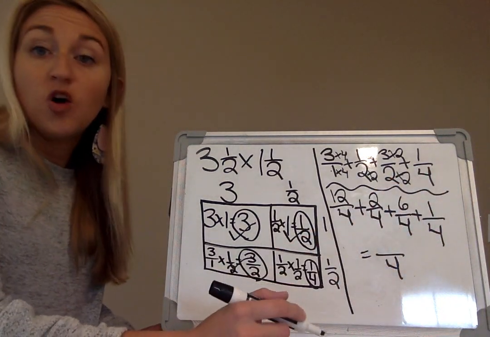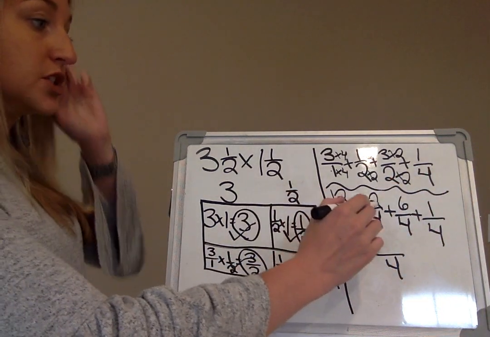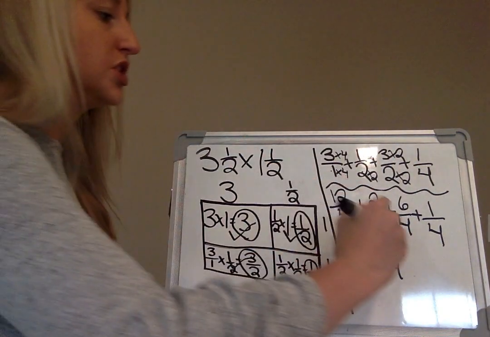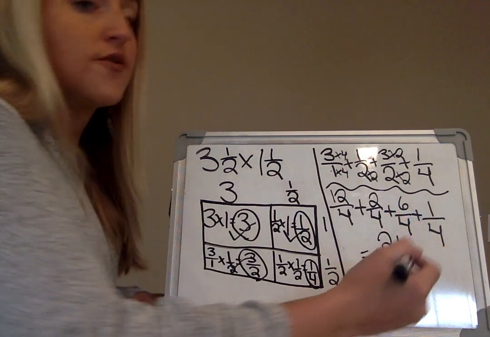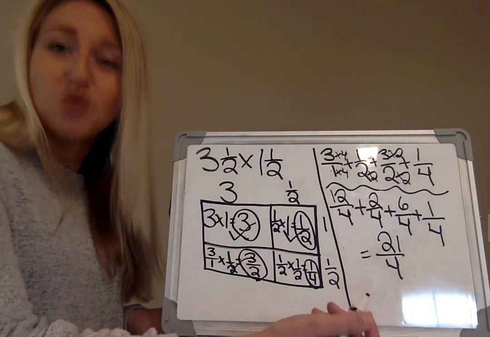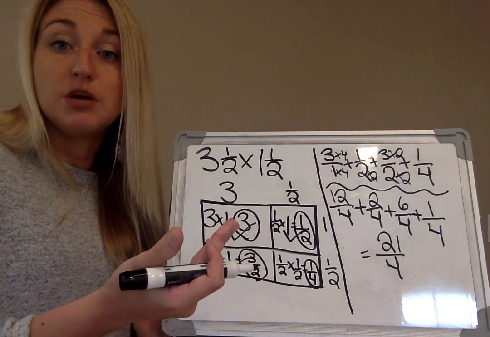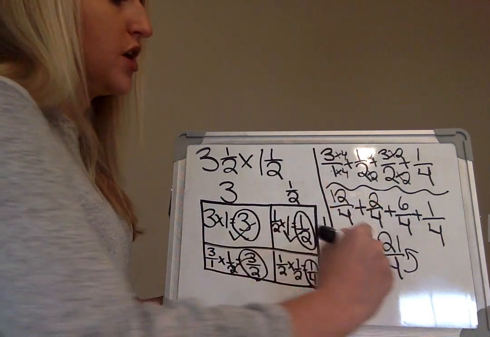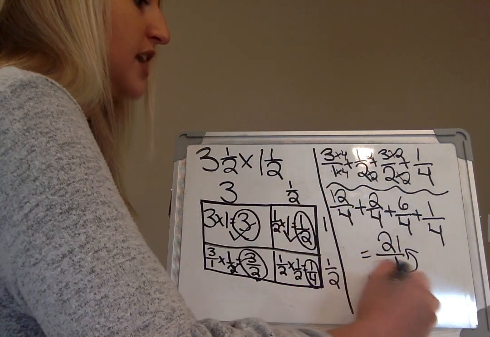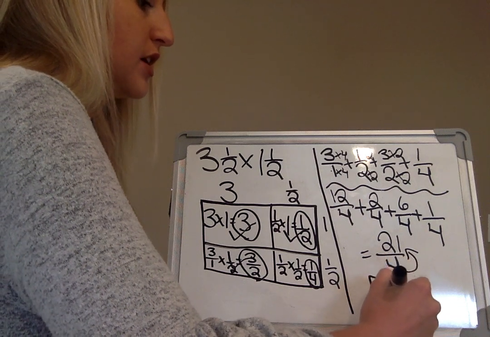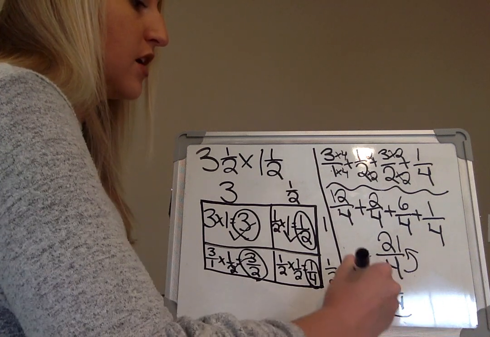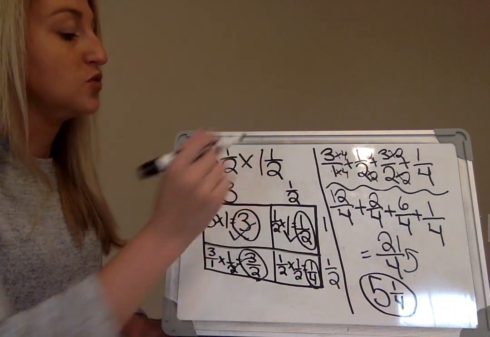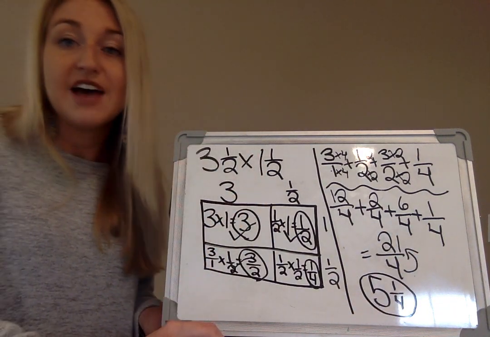So now, all that's left to do is add 12 plus 2 plus 6 plus 1. When you do that, you get an answer of 21 over 4. This answer is correct, but if we wanted to simplify it, turn it back into a mixed number. Bottom into top, 4 goes into 21, 5 whole times with 1 left over. Keep your denominator of 4. So our answer to 3 1/2 times 1 1/2 is equal to 5 1/4.